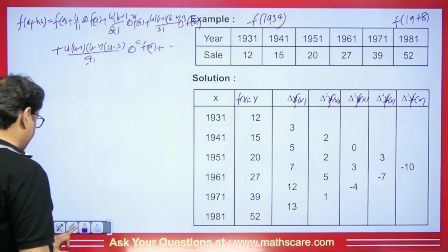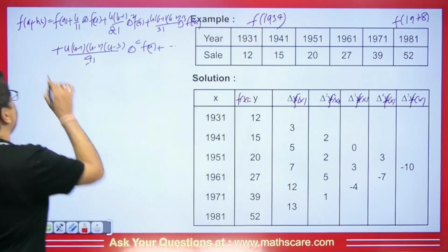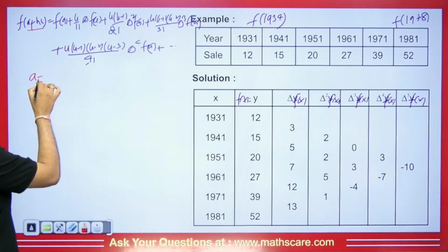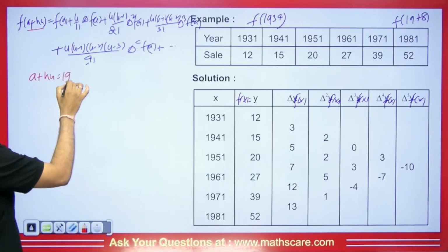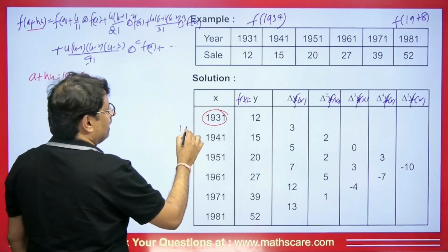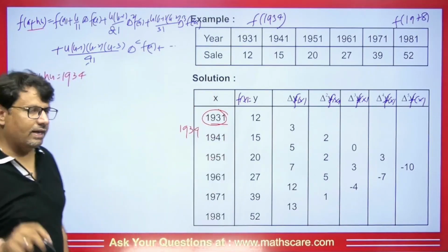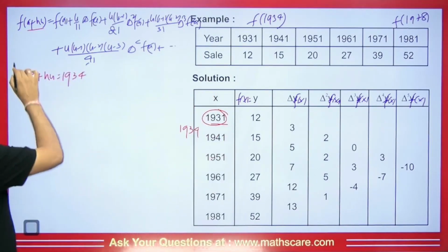What value do we have to find now? We have to find the value for 1934. So here, what will we take? a plus hu as 1934, right? Now a is always above this. Like if you want to find the value of 1934, which is above it? We will take that as the base, and the base here will be 1931.